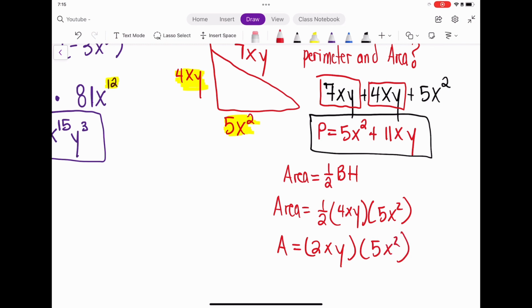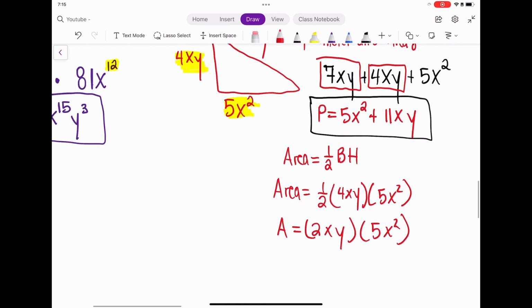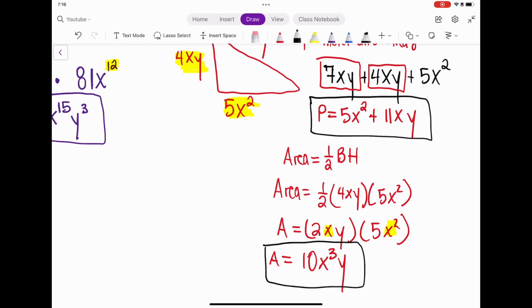Now we're going to continue and multiply our coefficients. So we get 10. And now let's make sure we pay attention to the properties of exponents. x times x squared, we add the exponents, which gives me x to the third power. y stays the same because there's no other base of y to multiply. And our area for this triangle is 10x to the third power y.